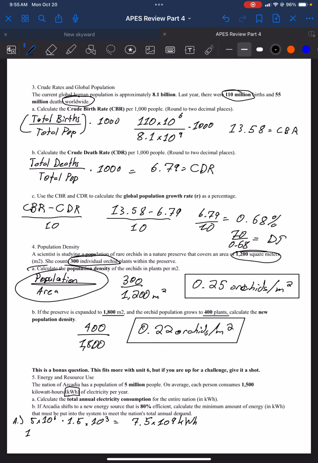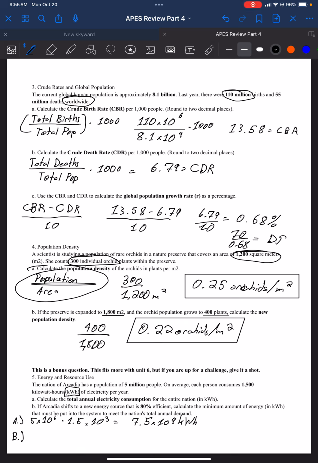If you didn't use the scientific notation, it would be this: 5 million times 1,500 equals 750,000,000,000 kilowatt hours. All those zeros, that's personally why I prefer to work with scientific notation, because if you miss a zero, your answer is now wrong, and we don't love that. So scientific notation is the way to go. If you're absolutely super uncomfortable and you can't do it, then okay, I guess don't, but I like it.